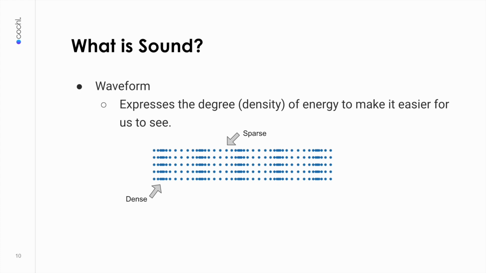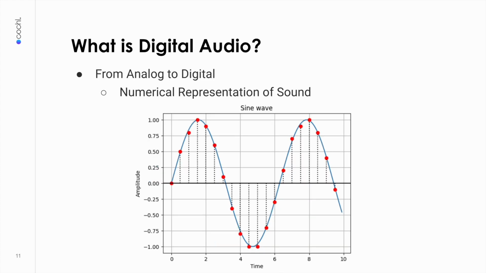Sound is a longitudinal wave, causing the air to vibrate back and forth. If you look at the picture above, the parts with high density of air are expressed darkly, and the parts with low density are expressed lightly. To make it easier for us to see this, a waveform expresses the level of energy or density. The x-axis of the waveform represents time, and the y-axis represents energy.